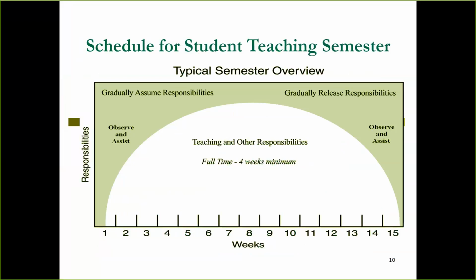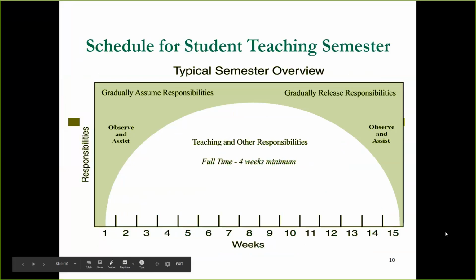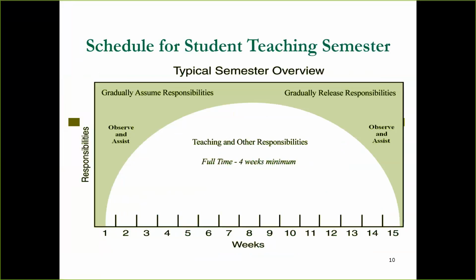And then when we get to that full-time period, that's when they have assumed all instructional and non-instructional duties for at least 20 consecutive days. I know that the visual says 4 weeks minimum, but we do want to make sure that we count to make sure that it is actually 20 days at a minimum. It could be more than 20 days if needed, and your assigned site coordinator will also help you in determining what's a good schedule for that. After the 20 days, they would gradually start to release those responsibilities back to you, and then finally do some observations of other teachers at the school toward the end of the semester.